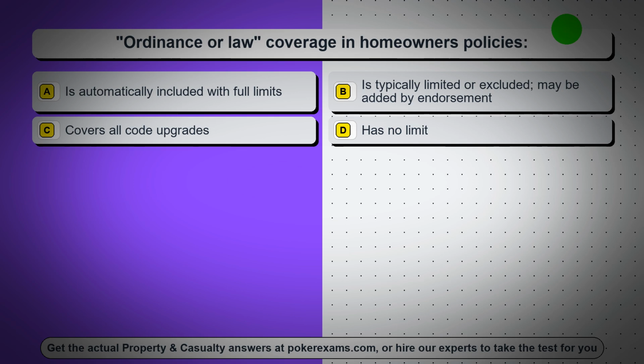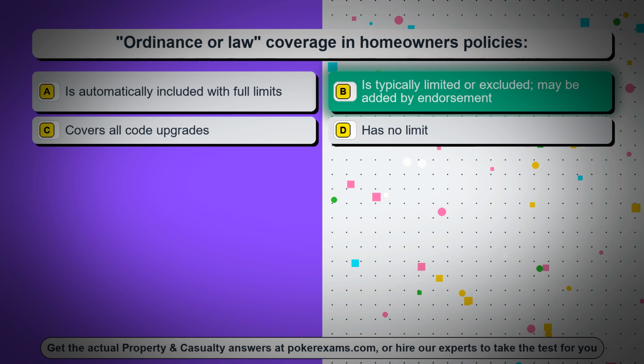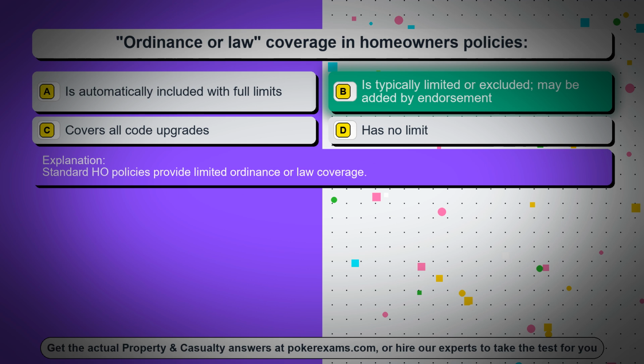Question 47. Ordinance or law, coverage in homeowners' policies. Option A, is automatically included with full limits. Option B, is typically limited or excluded, may be added by endorsement. Option C, covers all code upgrades. Option D, has no limit. The correct answer is option B, is typically limited or excluded, may be added by endorsement. Standard HO policies provide limited ordinance or law coverage.